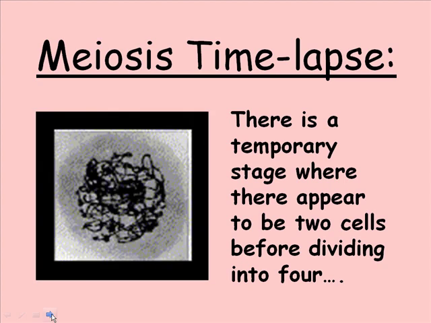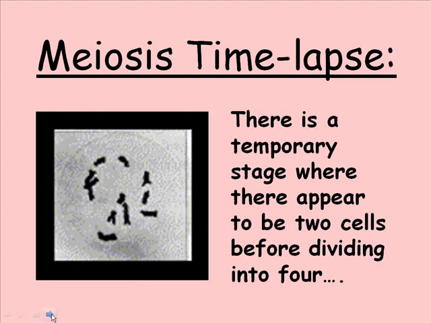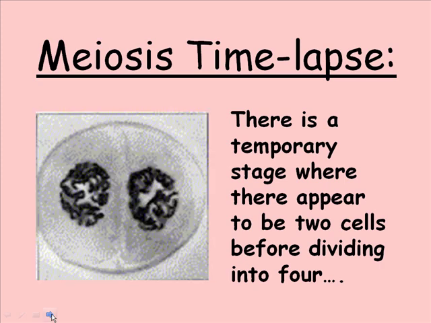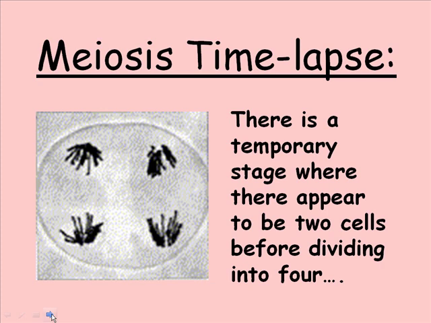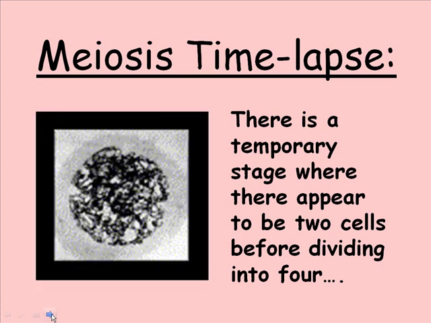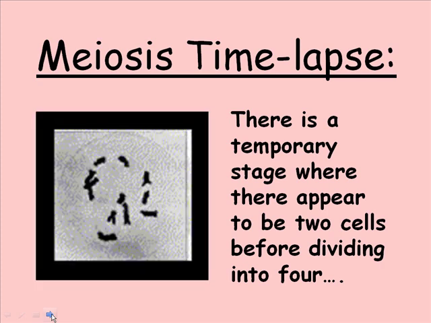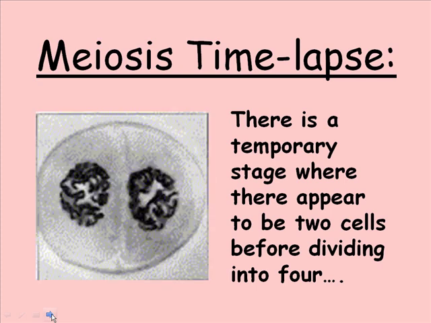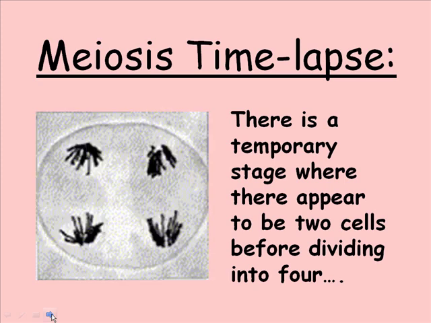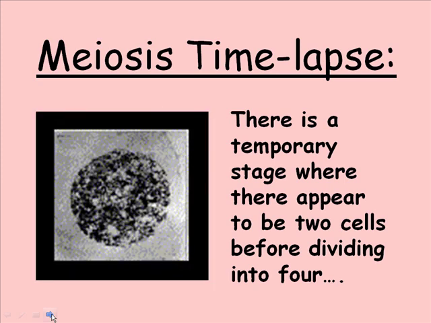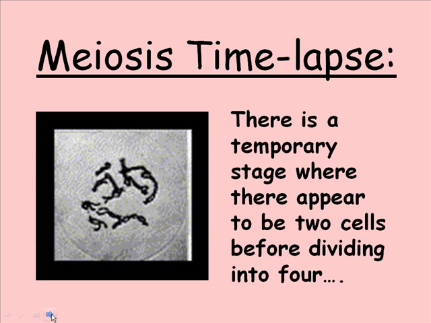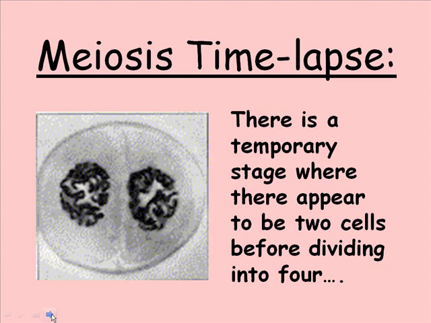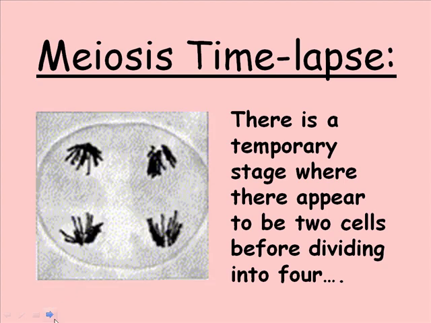So here's meiosis one. There's chromosomes forming, getting lined up, metaphase, pulled apart, split apart. Meiosis two. Ending in four cells. Diploid, diploid, diploid, haploid. Haploid, haploid, haploid, haploid. Did I do that right? Yeah. Okay, starts here. Meiosis 1. Meiosis 2. Isn't that neat?